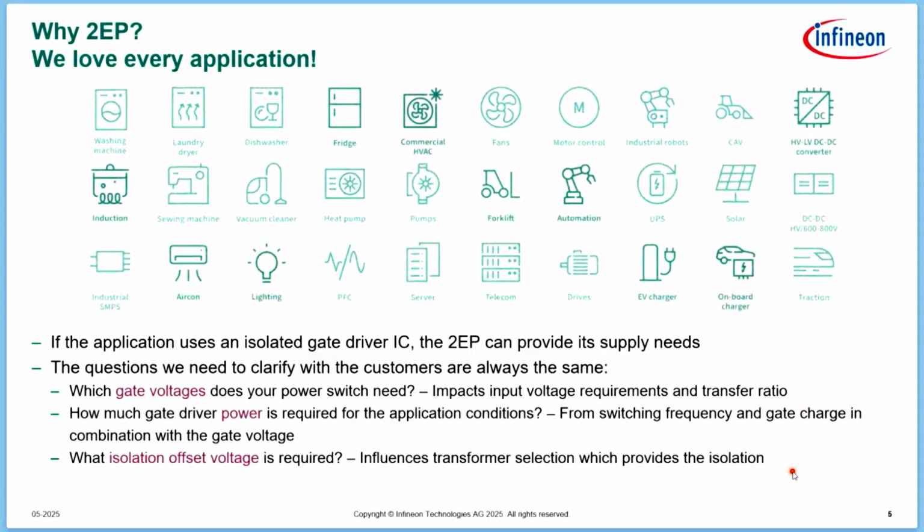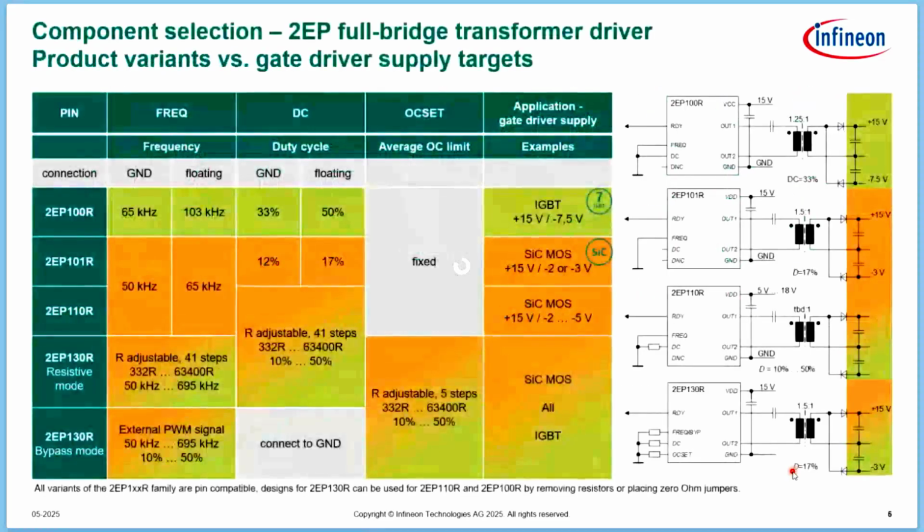Here, data sheets are sometimes a bit fuzzy because the 2EP itself is a non-isolated product. The isolation comes purely from the transformer. And this is why we have our expert with us in this presentation from Würth, who can tell us much more about these topics.